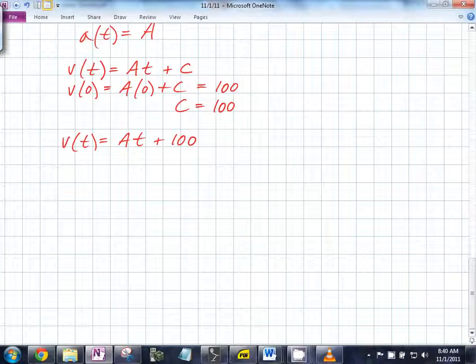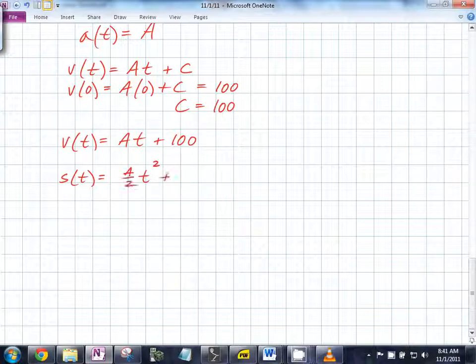So s of t is equal to what? Someone tell me. Someone new who hasn't spoken. What's it equal, Corey? If I anti-differentiate this, what does it come out to be? It would be t squared. Yep, but what goes in front? You're going to drop the 2 down. 1/2. Correct. A over 2. Exactly. Plus what?